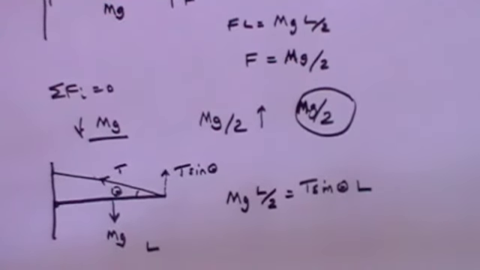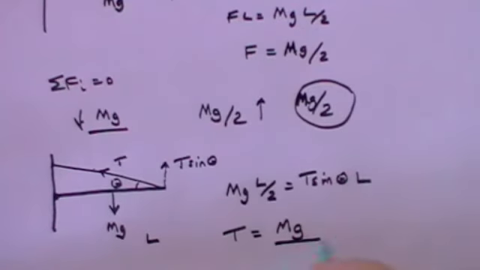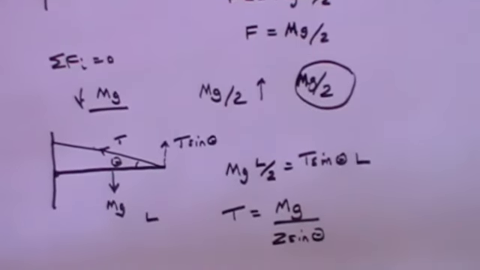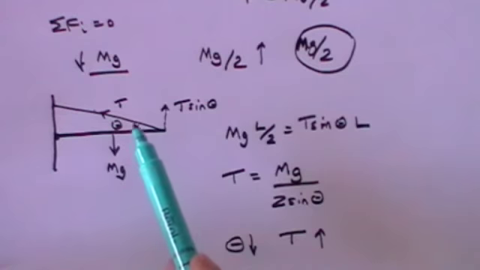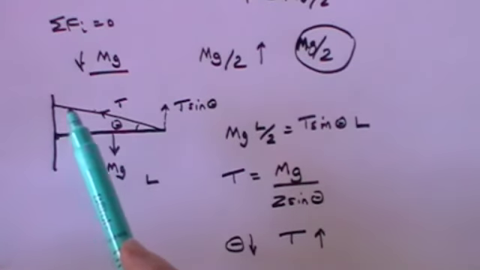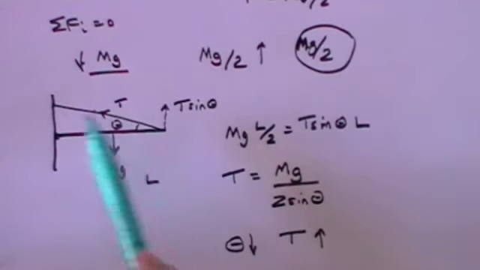And if you reduce that to its basic form, you find that T is equal to the mass of the rod times g divided by 2 sine theta. And what you can see there is that as theta goes down, T goes up. So as you reduce this angle, the tension in the wire will increase. If you increase the angle, then the tension will reduce.